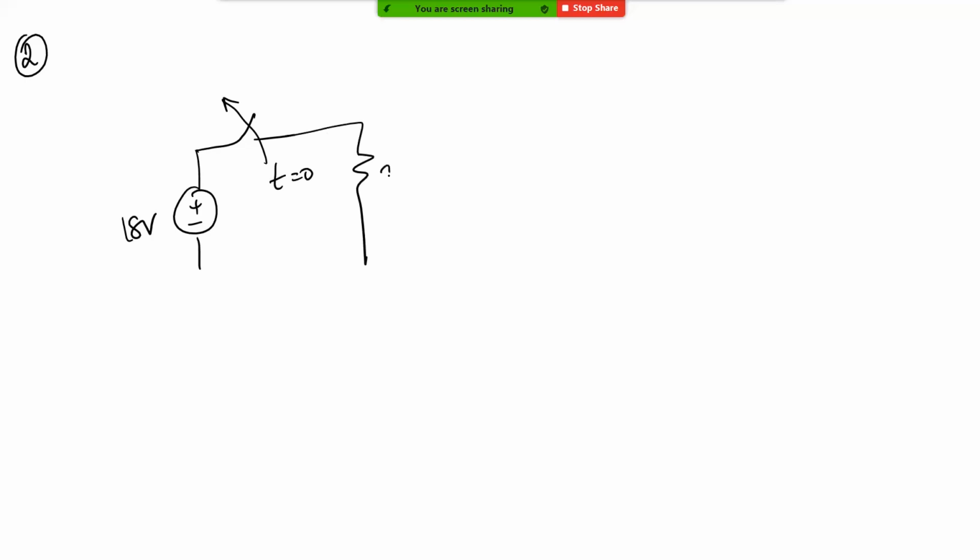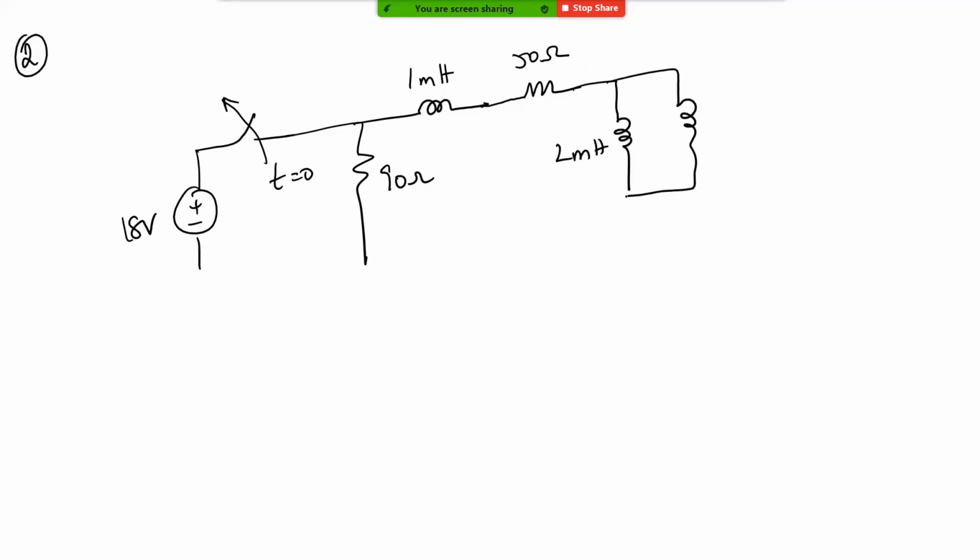So let's solve this problem. I think we'll get a little clarity after we start solving problems. We have an 18-volt source. We have a switch which opens at t equal to 0. And then we have a 90 ohm resistor. We have a 1 millihenry inductor, 50 ohm, and a 2 millihenry inductor. Someone had a question about what you mean by equivalent inductor. We will understand it through this problem.